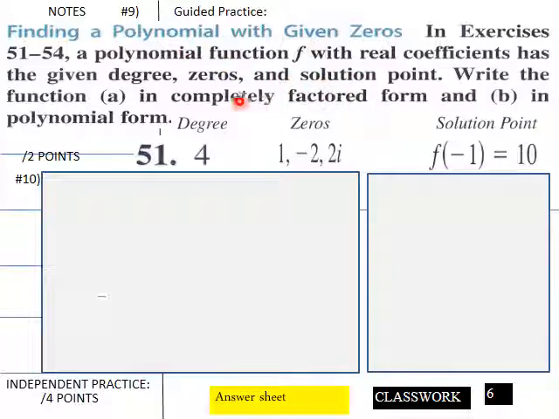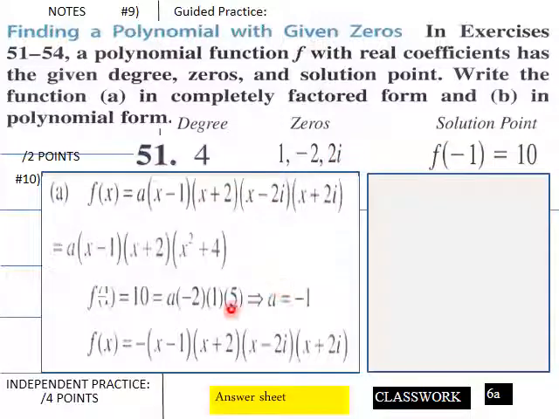So write the function in part a in completely factored form and in part b in polynomial form. So we have a fourth degree polynomial. We have 1, negative 2, and 2i as zeros, and a solution point, f of negative 1 equals 10. So our problem here is to write the function in completely factored form and in polynomial form. Here are our zeros at 1, negative 2, and 2i. And when x equals negative 1, y would equal 10.